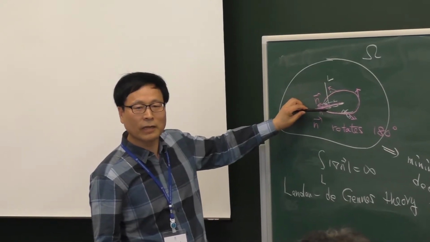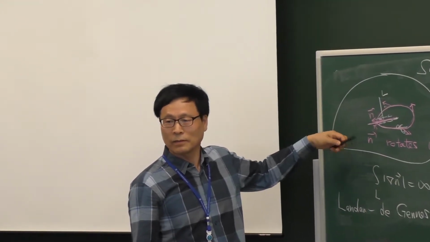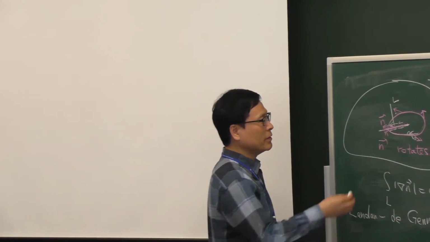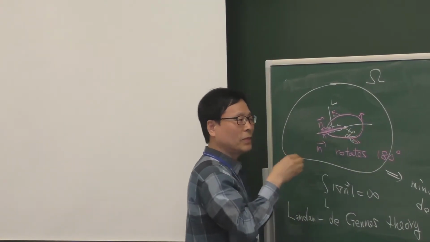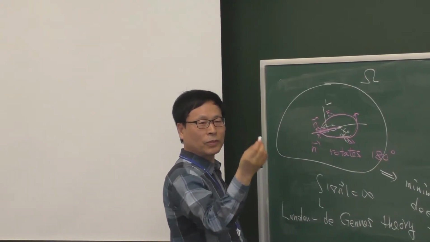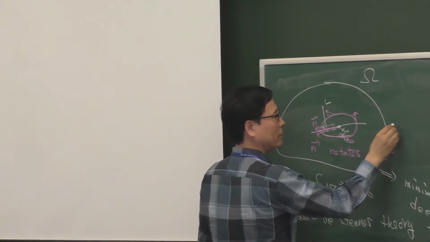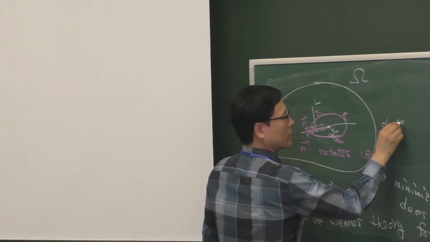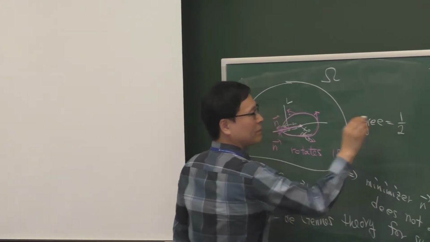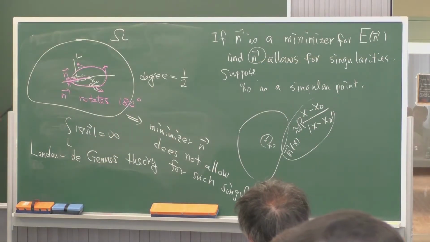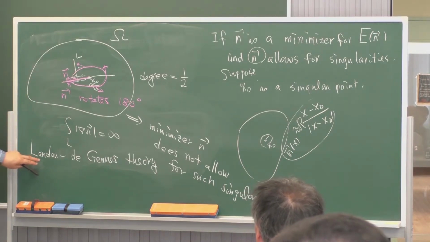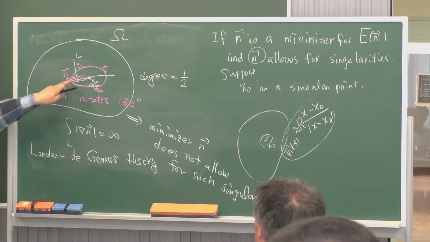But this type of singularity appears in nature. And such a point here is called a singular point. This point x0 we define as a singular point with degree 1/2. But using Landau-de Gennes theory, this point is not singular. This one is not a singular line anymore.